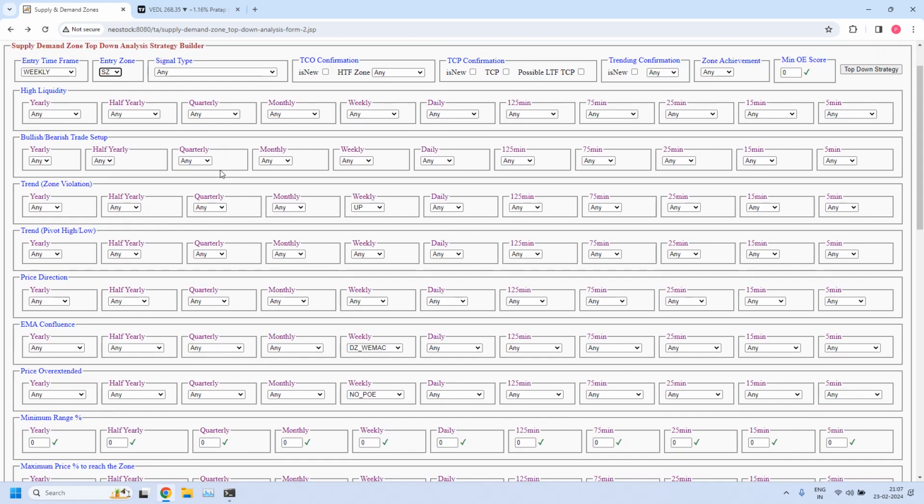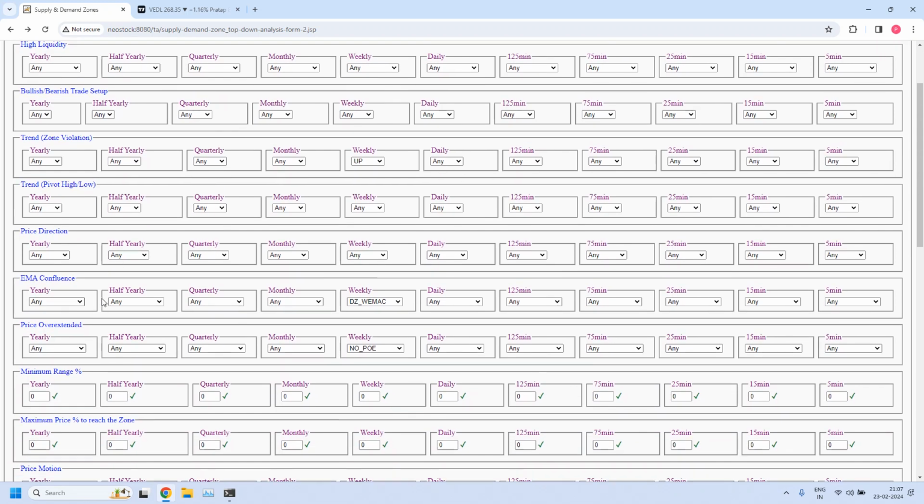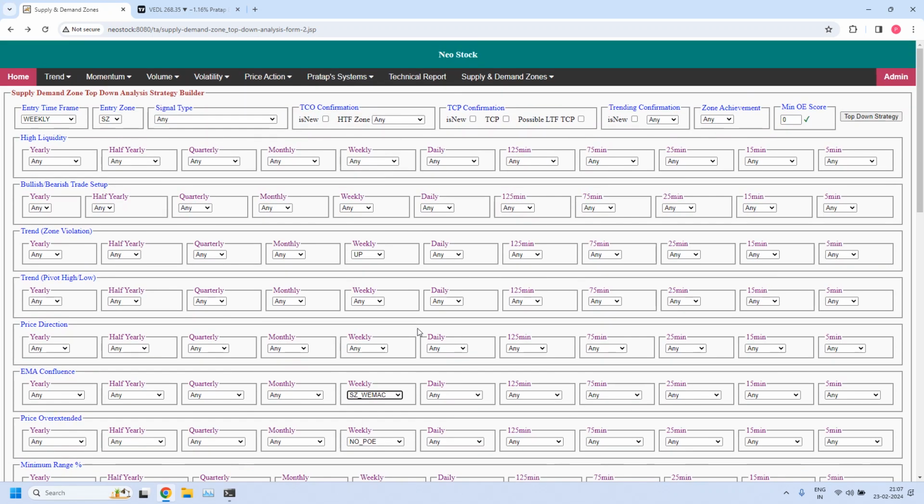And what are the remaining parameters? Here in the EMA, instead of demand zone weekly EMA confluence, I will select supply zone weekly EMA confluence and no price over extension. That means supply zone side. Another important point, the trend should be downtrend. So in the trend on weekly time frame, I am selecting the trend as downtrend. All these factors mean price over extension is completed, that is, a bearish price over extension is completed.